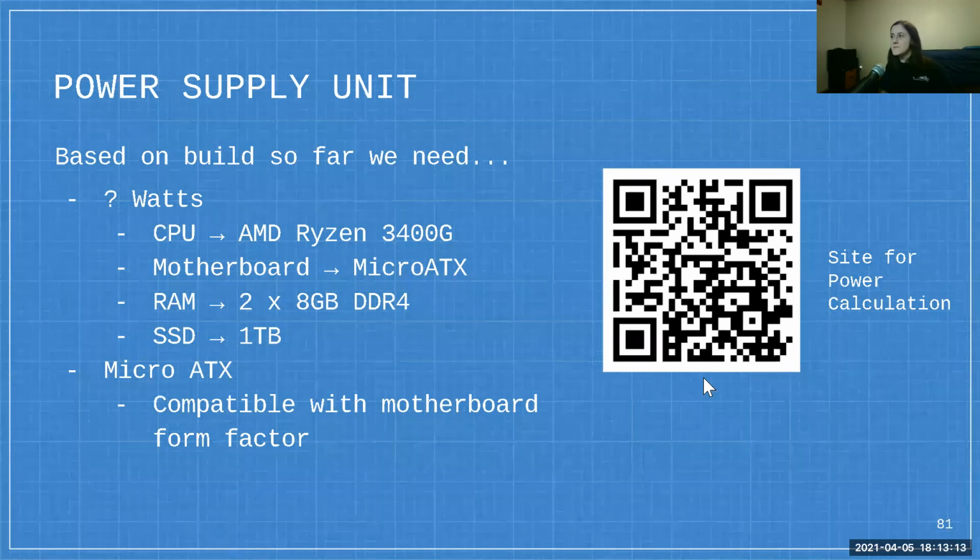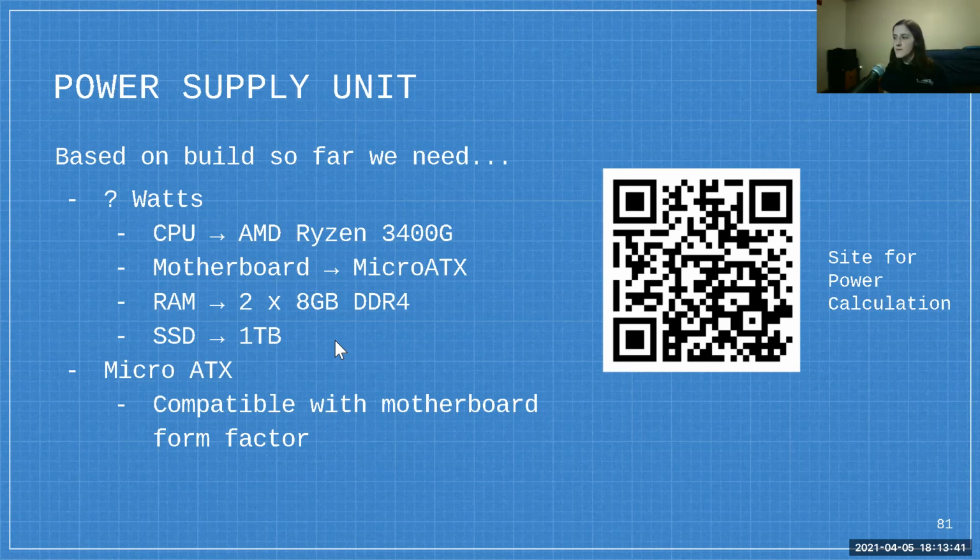So when you get to that site, you'll see fields to enter the CPU, motherboard, maybe a graphics card or GPU, which we didn't get, and then RAM and SSD. So I've provided the specs here. Our CPU is AMD Ryzen 3400G. The motherboard is a micro ATX. Our RAM is 2 8GB sticks of DDR4 RAM. And our storage is a solid state drive that is 1 terabyte.